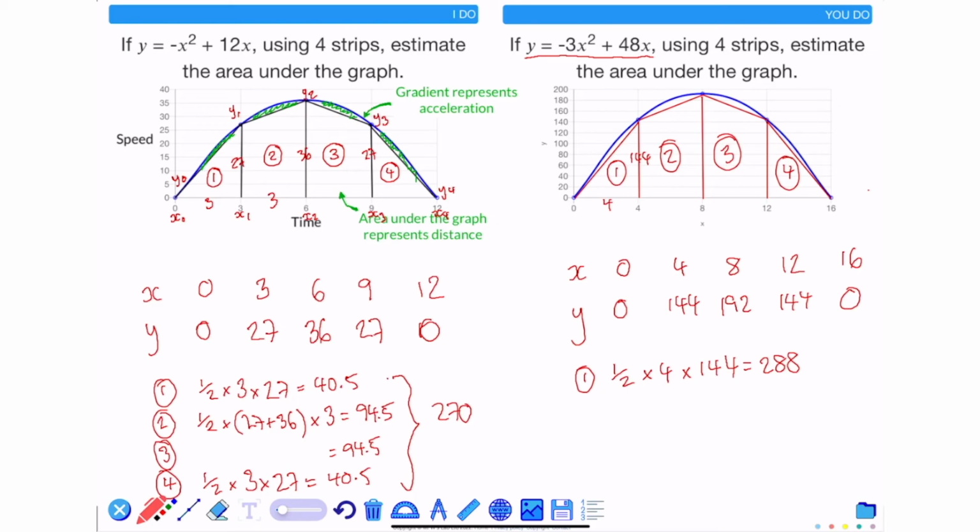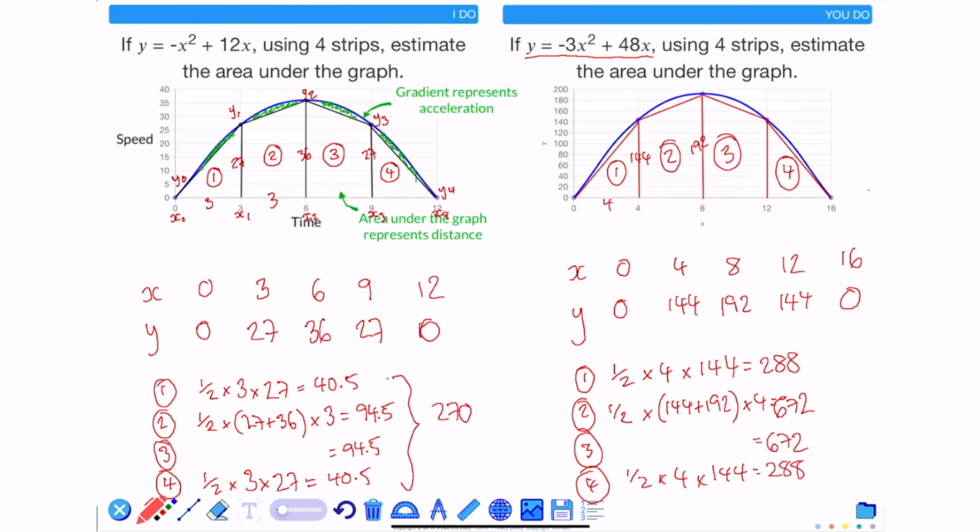For shape 2, it's a trapezium. It has one parallel line of 144 and the other, which is 192. So a half of 144 add 192 times by the distance between them gives me 672. With the symmetry of the curve, I can see that shape 2 and shape 3 are exactly the same. So shape 3 also has an area of 672, and shape 4 I would calculate by a half of the base times by the height, which would then give me 288.